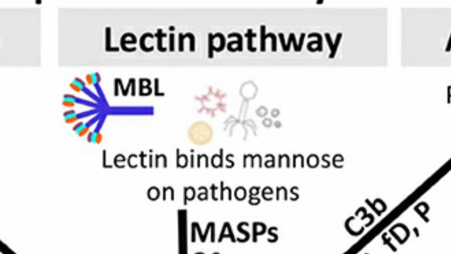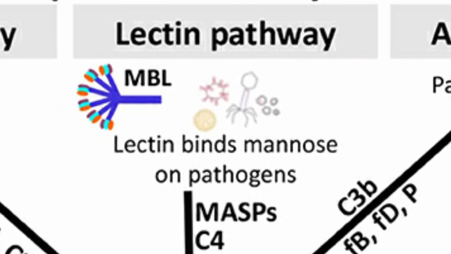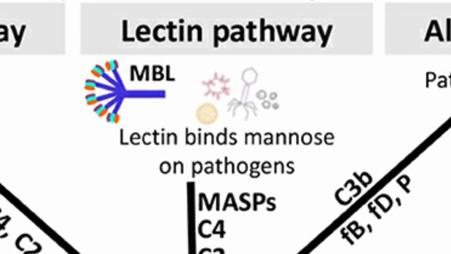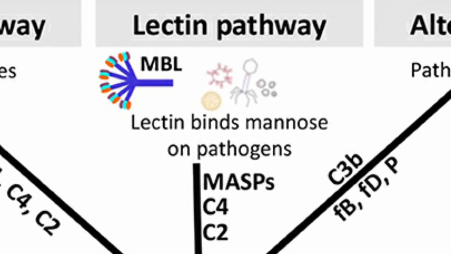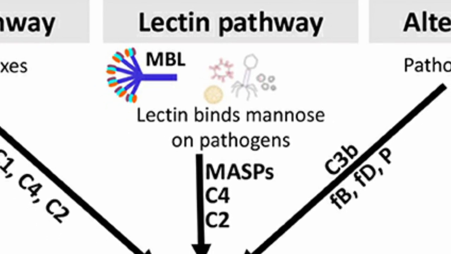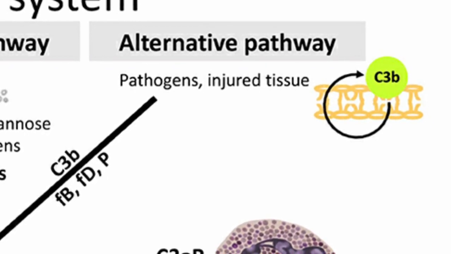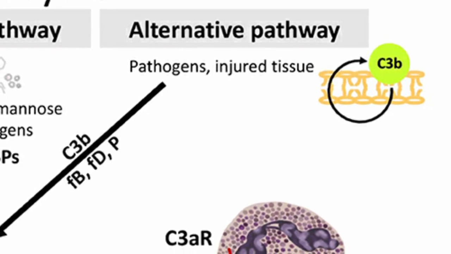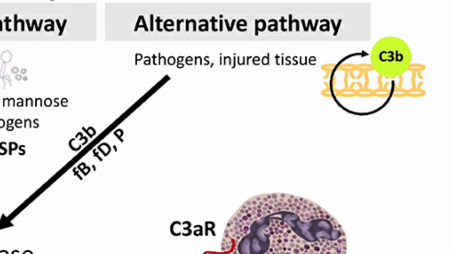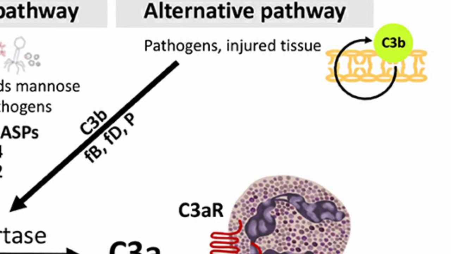Next, we have the lectin pathway. This pathway is activated when pattern recognition molecules called mannose-binding lectins, or MBLs, bind to specific carbohydrates on pathogen surfaces. And finally, we have the alternative pathway. This pathway can be activated directly by pathogen surfaces without the need for antibodies, as well as via injured tissues. It is considered the more ancient and immediate response mechanism.